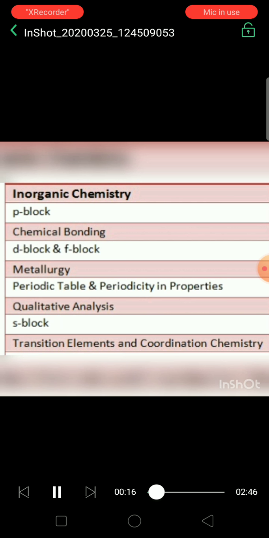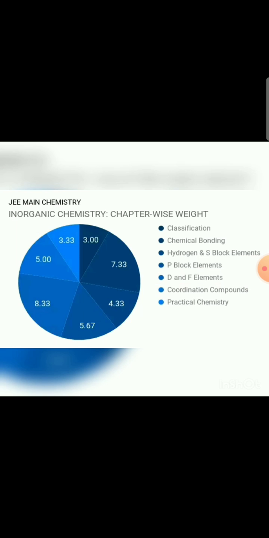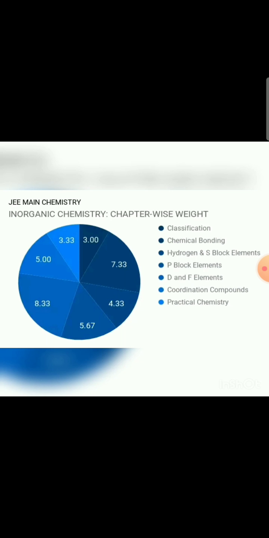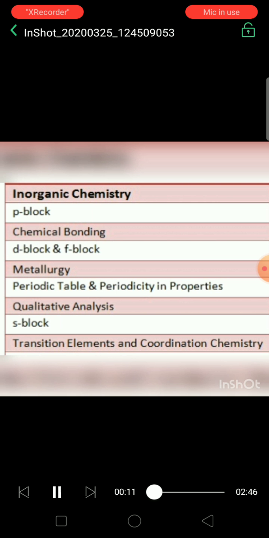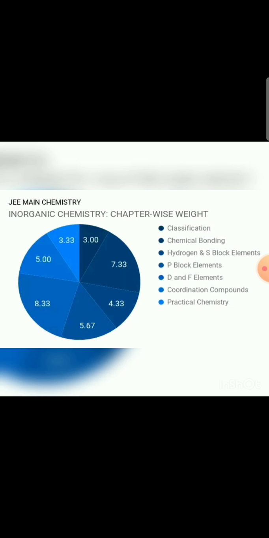So, what's next? In inorganic chemistry, now as I said, I am going to deal with the periodic table. So, this is the weightage of marks. You can see and you can take a screenshot of this. Let me hold this for a few seconds. So, you can see for JEE Main chemistry, in the inorganic chemistry chapter-wise weightage, there will be much weightage for coordination compounds, 8.33%, on the lower left side of the circle you can see.